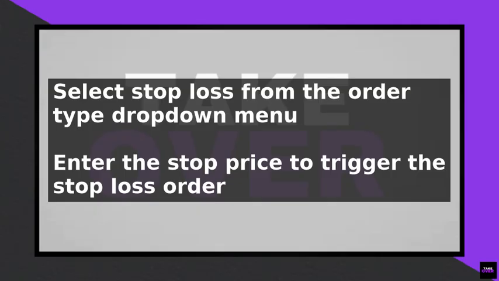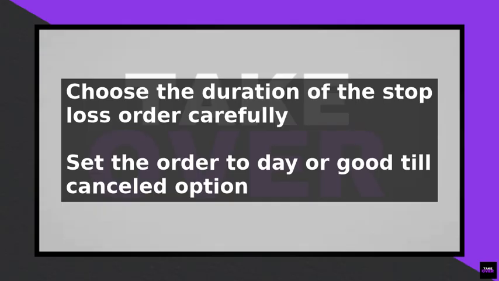You will also need to choose the duration of the stop loss order. This can be set to day, which means the order will expire at the end of the trading day, or good till cancelled, which means the order will remain in effect until it is filled or you cancel it.